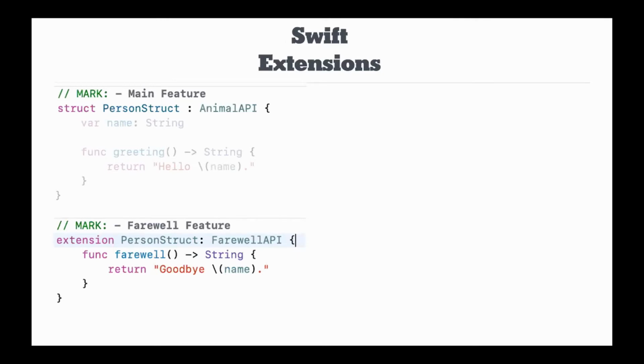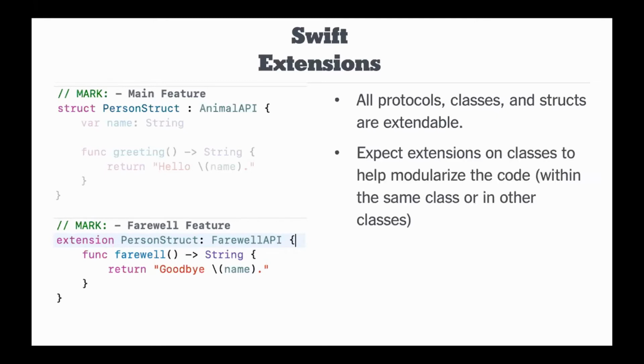Now, as promised, let's talk about Swift extensions. All protocols, structs, and classes are extendable. In each extension, you can add more functionality, different implementations, more implementations of protocols, or just more functions themselves. However, you cannot add more stored variables.